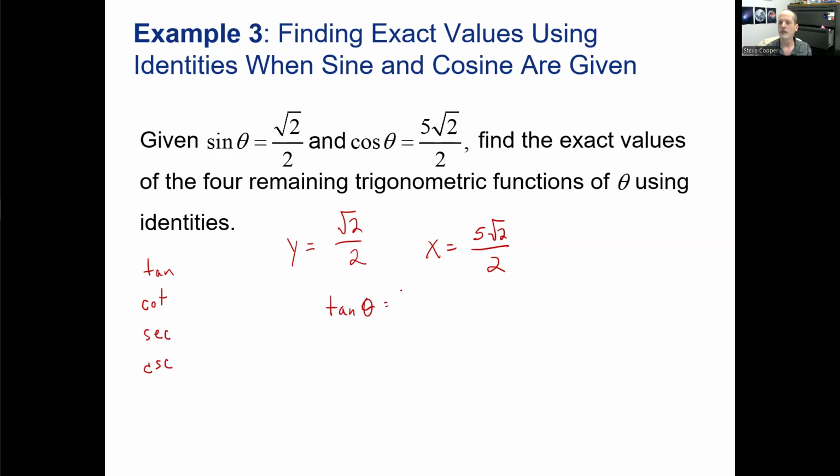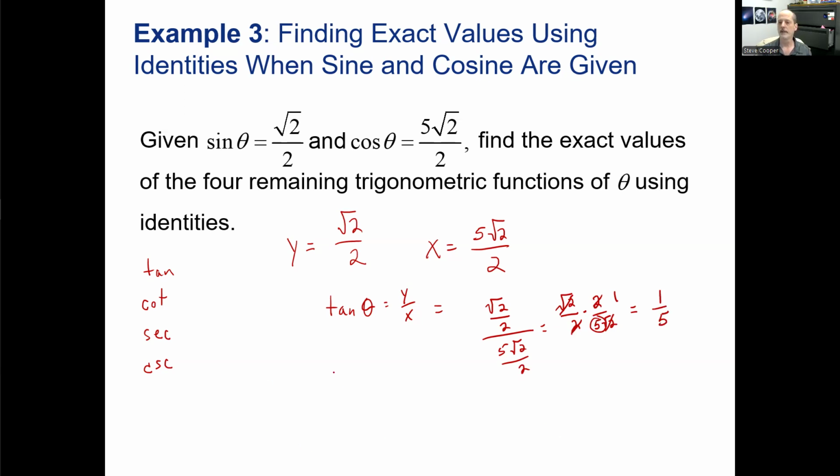Tangent theta equals y over x. So that's going to be equal to the square root of 2 over 2 divided by 5 times the square root of 2 over 2. So remember, flip and multiply here, and we're going to end up with the square root of 2 over 2 times 2 over 5 times the square root of 2. And I get to whittle this down a little bit. My 2's are going to divide out. My square roots of 2 are going to divide out. And all I have left up here is a 1, and all I have left down here is the 5. So it must be equal to 1/5.